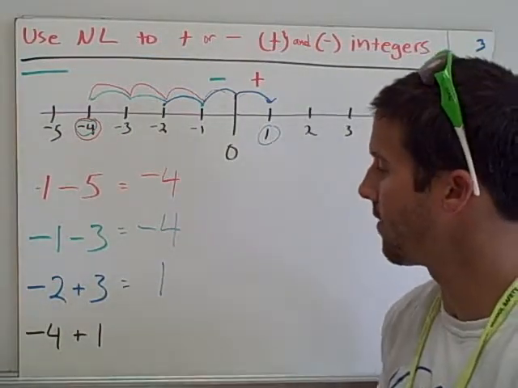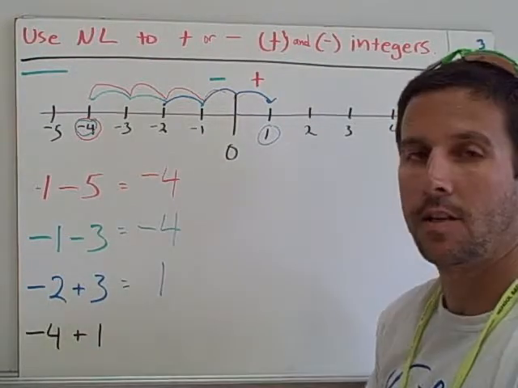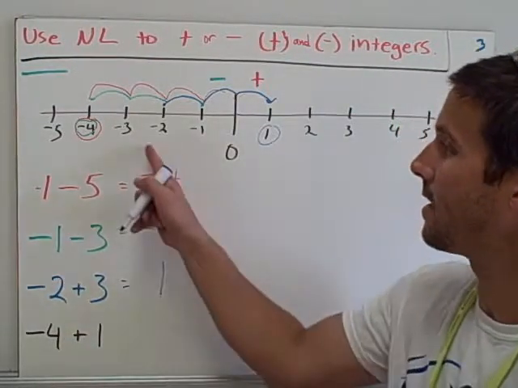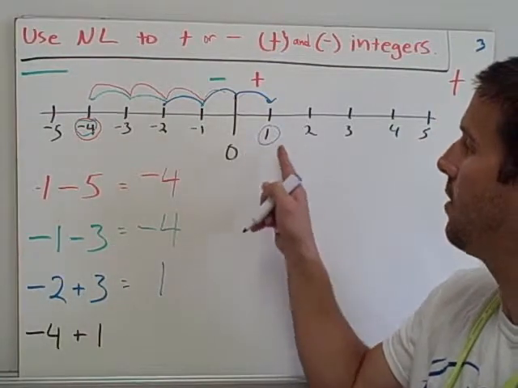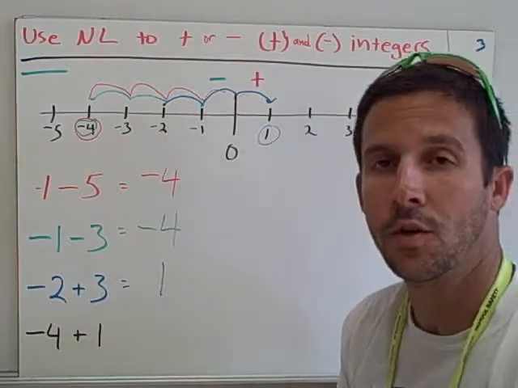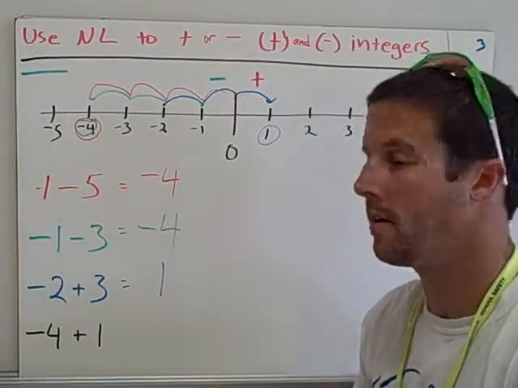We don't have to put a sign in front of it because it's a positive and we can leave it blank. But it's definitely not negative since we passed over the 0 and we ended up on this side. So -2 plus 3 equals 1.